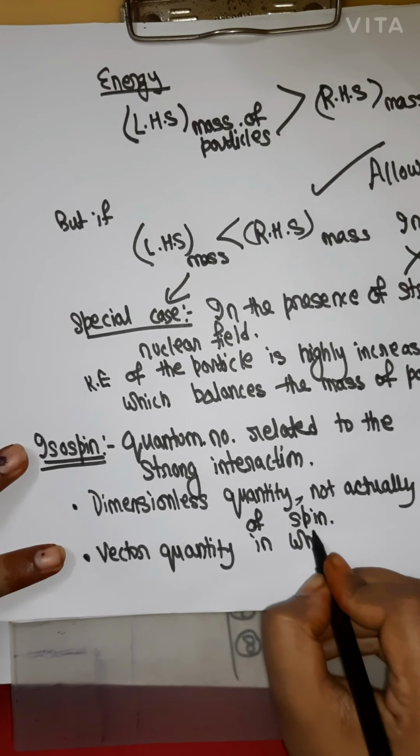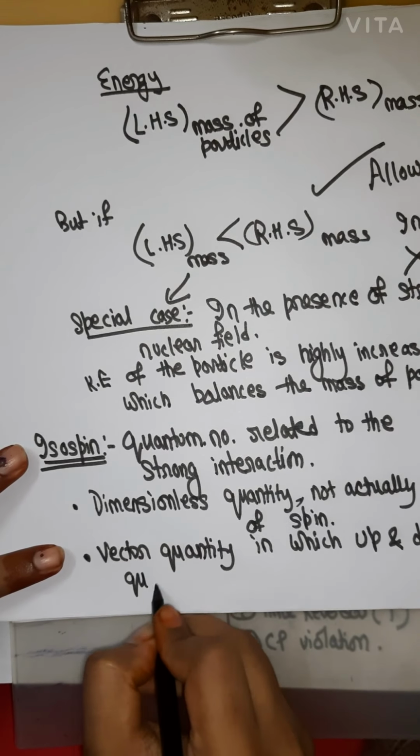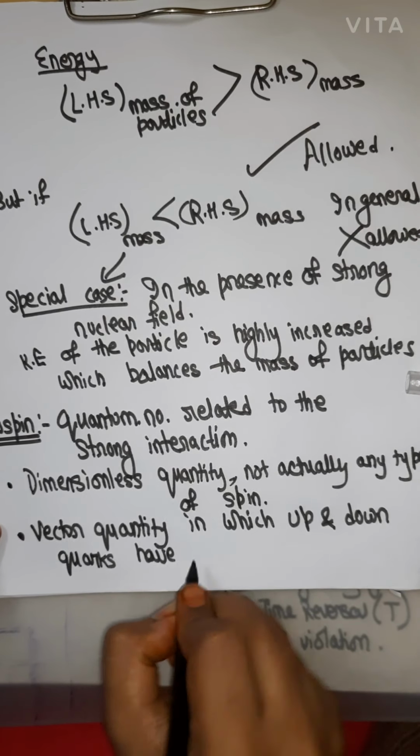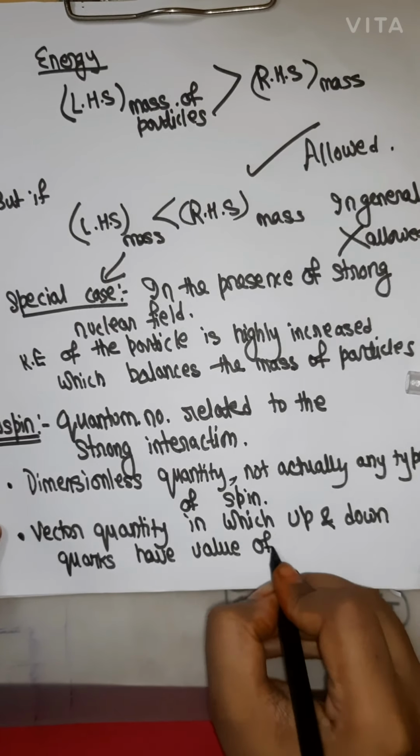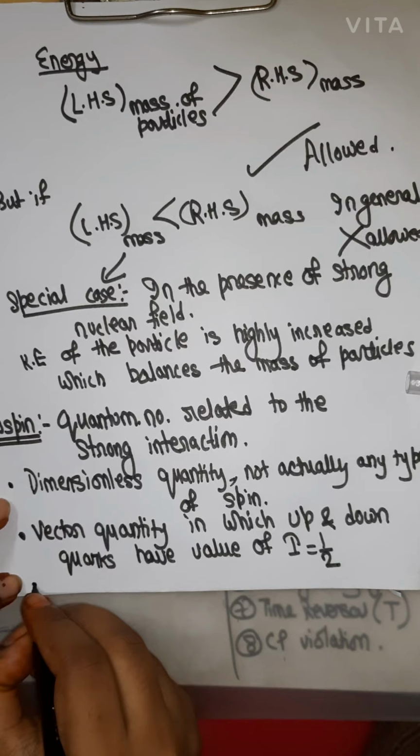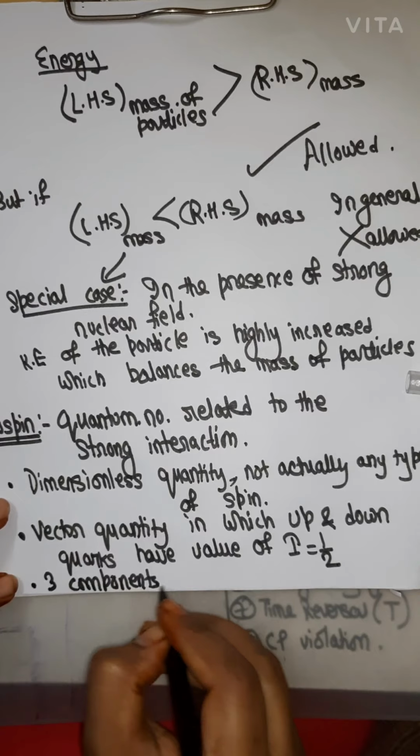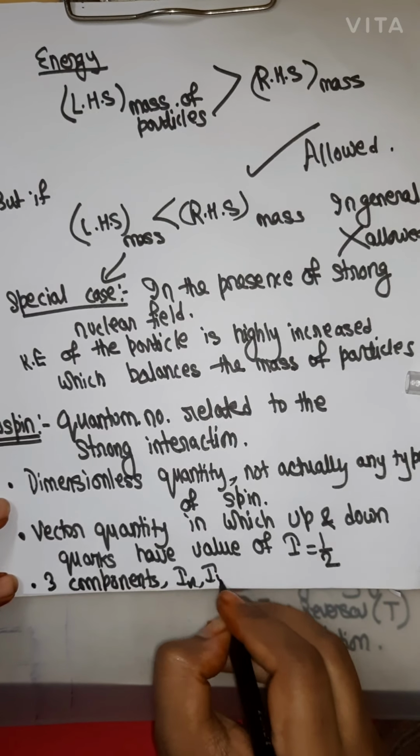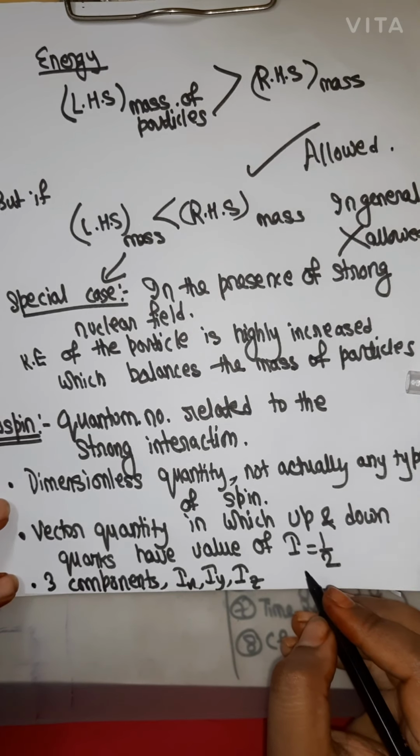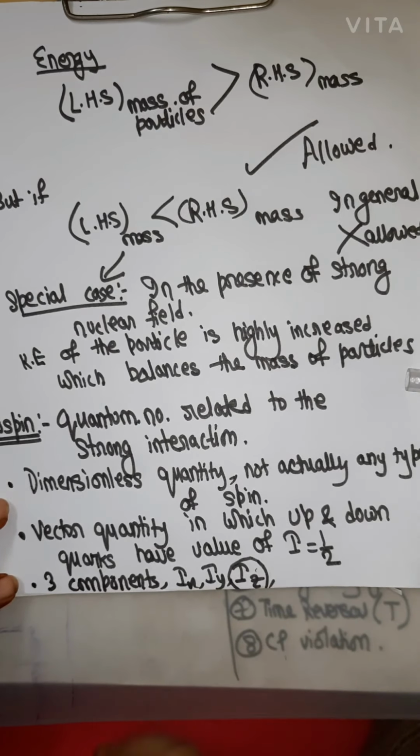It has three components: Ix, Iy, Iz, which are coordinates in the same 3D vector space. And the third component is the third component of isospin, that is Iz.